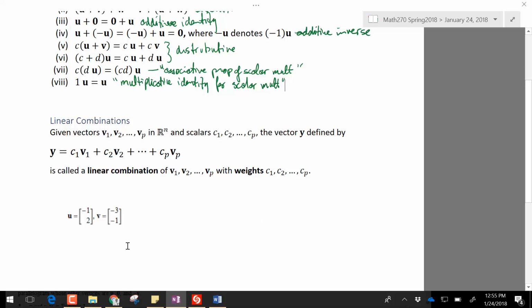So here's an example down here. Let's see if we can write this as a linear combination. Generically, we can have a linear combination of two vectors by arbitrary constants like C1 and C2.